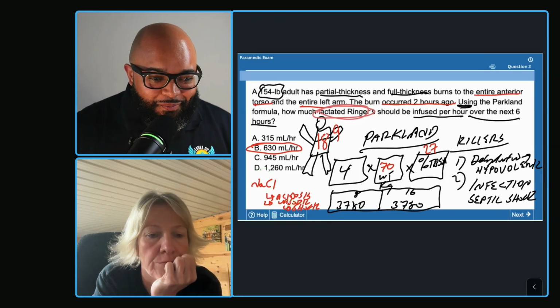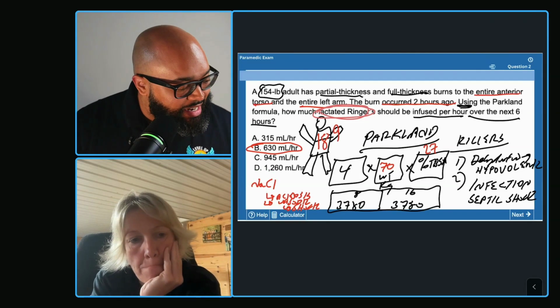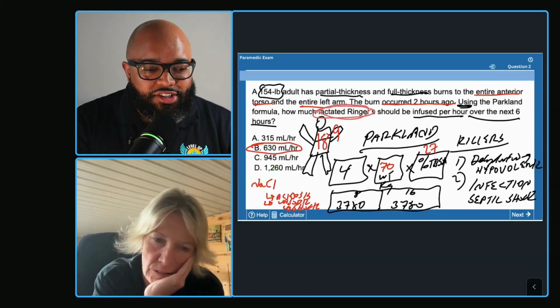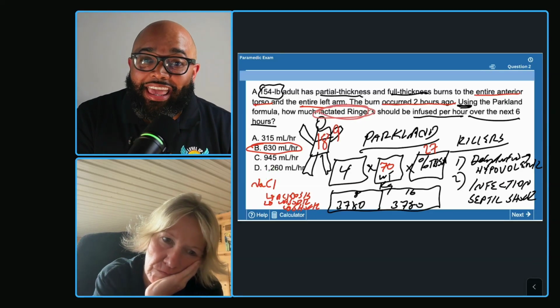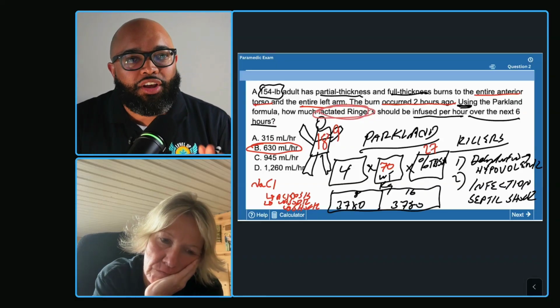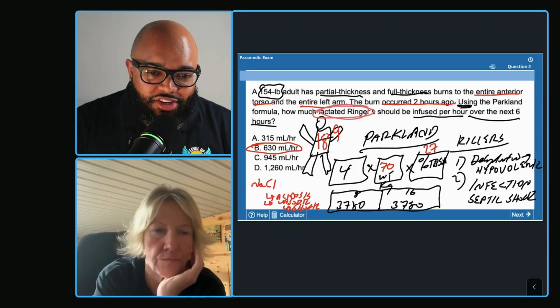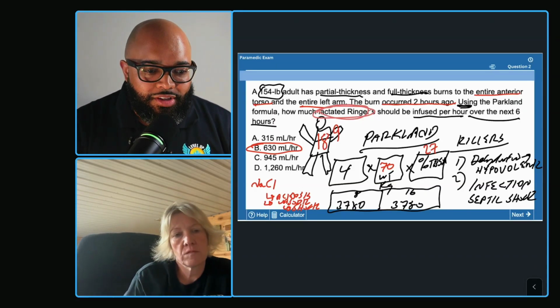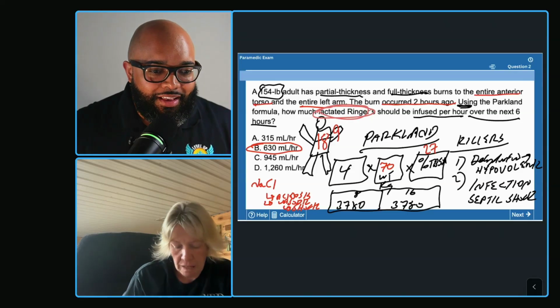Does that make sense? So Ringer's doesn't have chloride; instead, Ringer's has sodium, potassium, calcium, and lactate. Because it doesn't have the chloride, it's less likely to cause acidosis, less likely to worsen the shock. Does that make sense? All right.